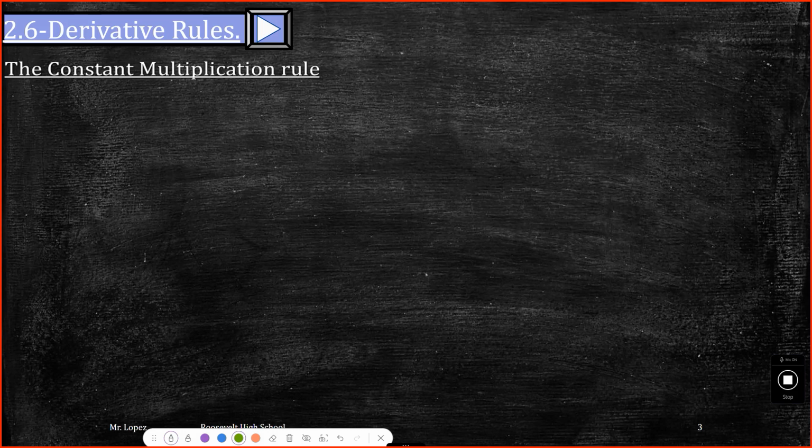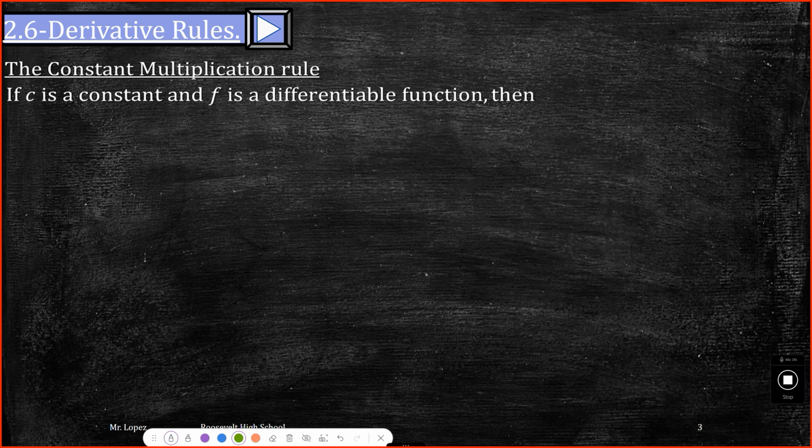Okay, the constant multiplication rule. If c is a constant and f is a differentiable function, then the derivative of c times some f of x is going to equal, you can factor out that c. Is that what it's trying to get here? You can factor out c. So it would be c times d/dx of f of x.